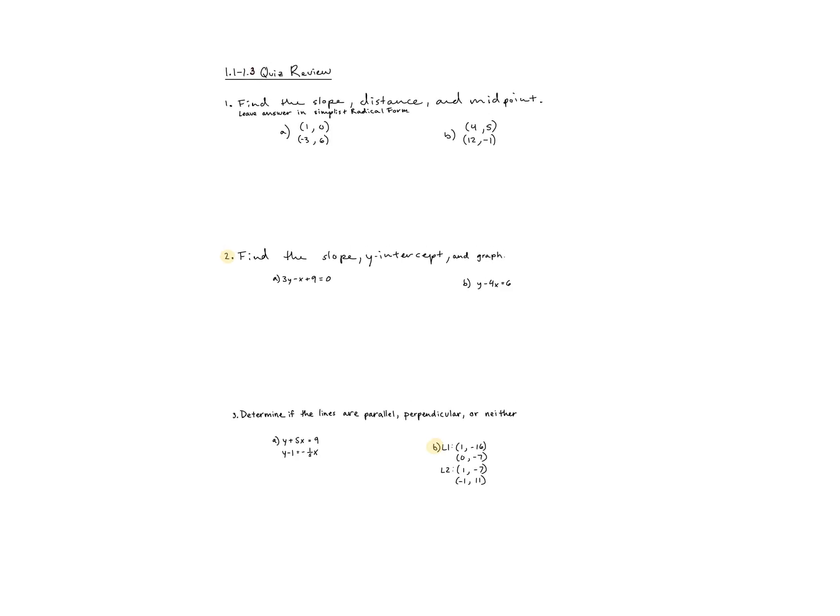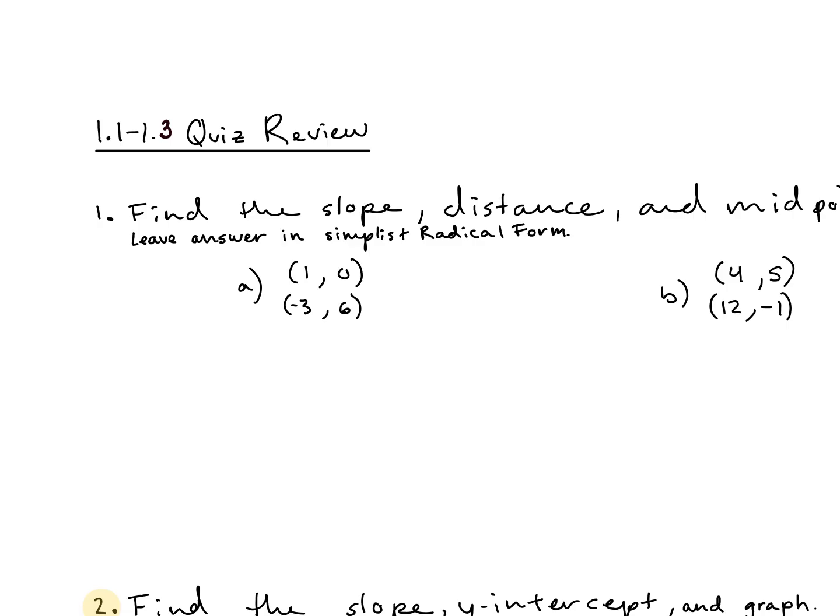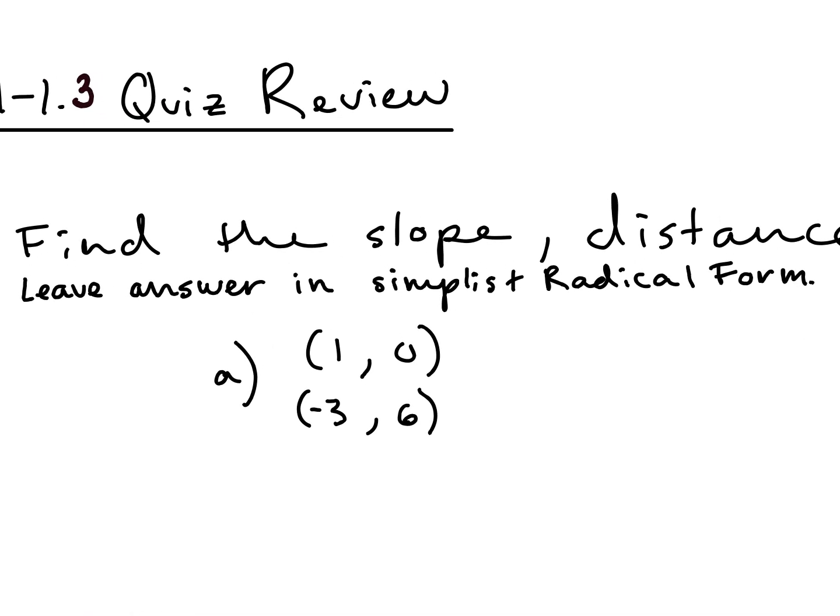All right, so looking at number 1, we want to find the slope, distance, and midpoint. Leave your answer in simplest radical form. So you guys have to know these formulas. You got to know your slope formula, your distance formula, and the midpoint formula. Our slope formula is what? Awesome. y2 minus y1 over x2 minus x1.